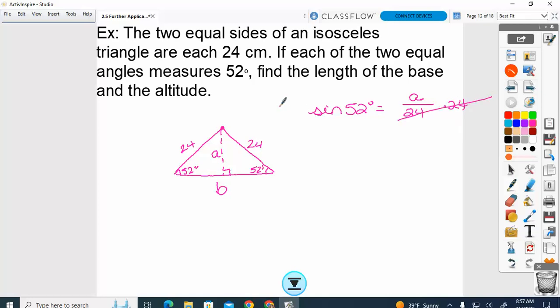So to solve it, we'll have to multiply the 24 over. Grab a calculator. Make sure you are in degree mode. And just for practice, we get 18.9123. How many significant digits did we have? 2. So we would call this 19. What would my unit be?